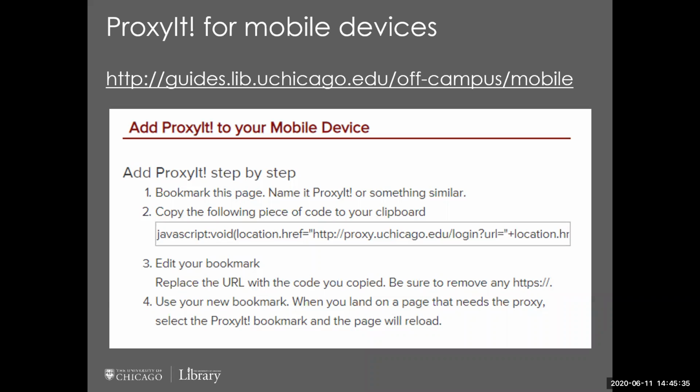You'll go then and copy the code that is on this page onto the clipboard on your phone. Go back to the ProxyIt bookmark that you made and edit it. You'll then replace the URL with the code that you have copied. You should now be able to use the ProxyIt bookmark when you are on a page that needs to be sent through the proxy.